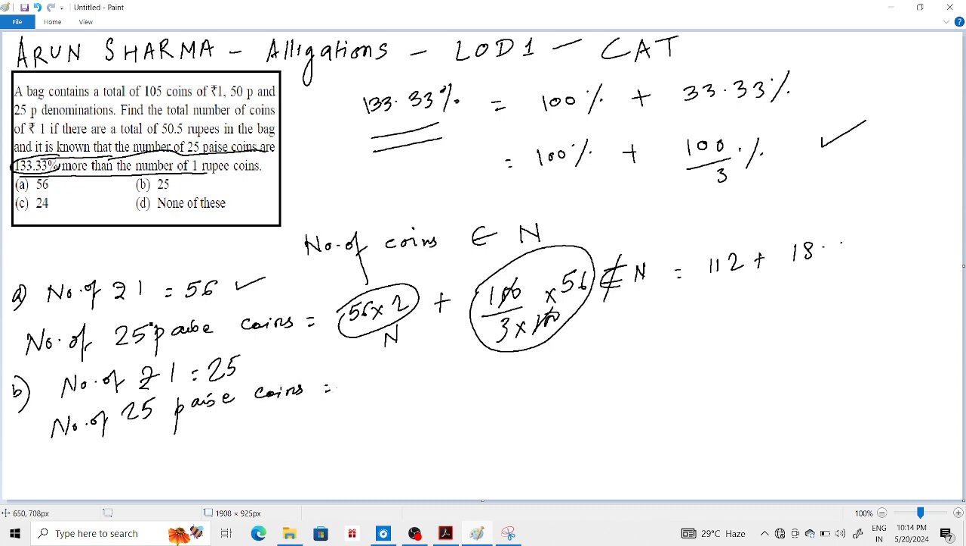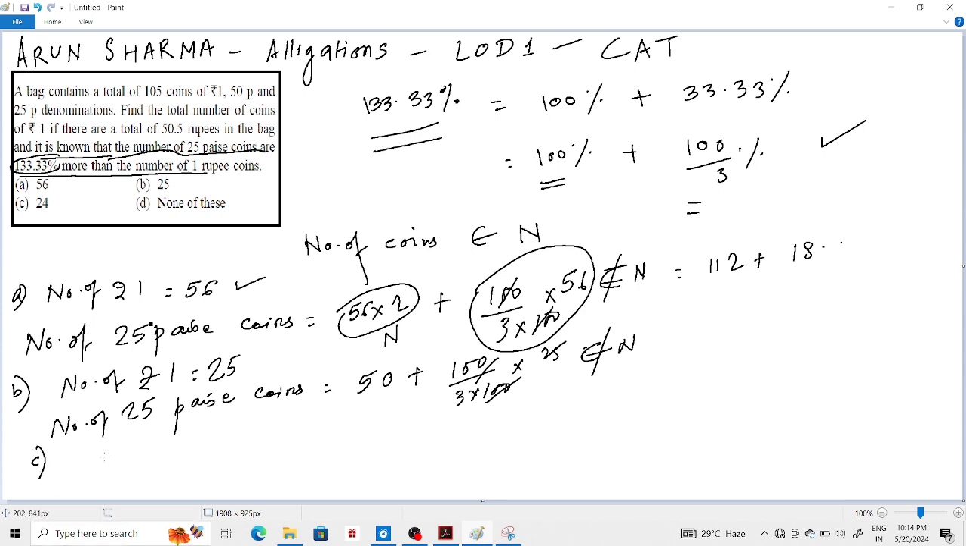So number of 25 paise coins, in this case again we will follow the same concept. First of all, we'll increase it by 100%, that means we need to double it. So 50 plus 100/3% of 25. So that is again going to give me a non-natural number, because 50 is natural number but 25/3 is 8 point something, so it's going to give me 58 point something. But 58 point something cannot be number of 25 paise coins because it always has to be natural number. So option B is not the right answer.